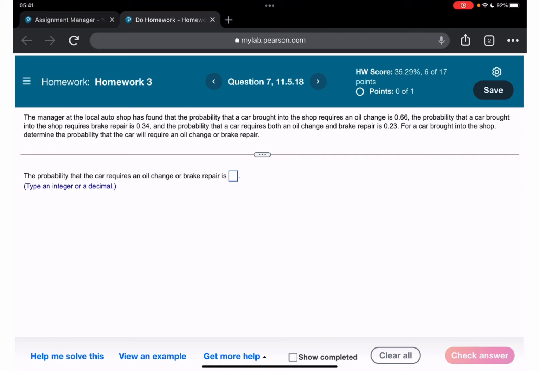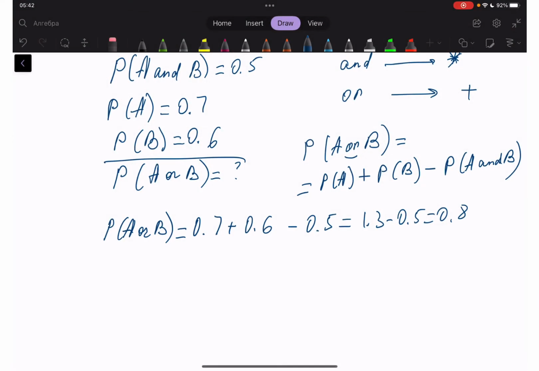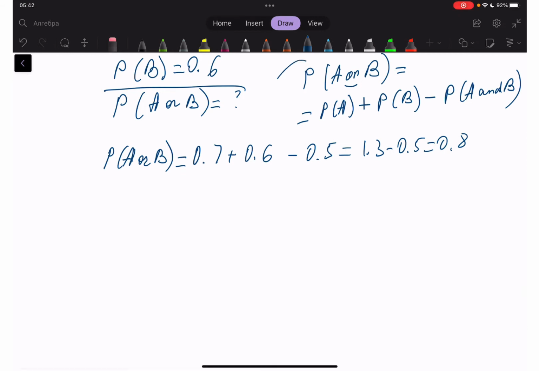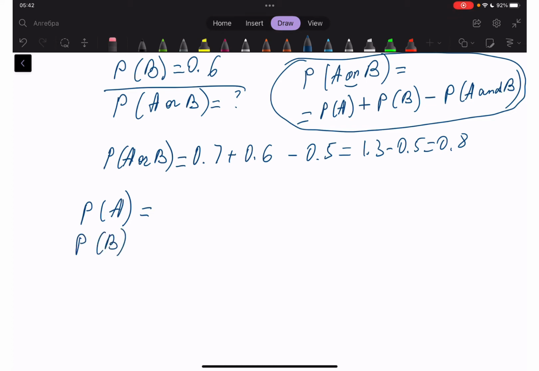Okay, for a car brought into the shop, determine the probability that the car will require an oil change or brake repair. So an oil change or brake repair. Here we are going to use this formula again. Here it is, probability A and B. So probability of A is going to be oil change, right? Probability of B is going to be brake change. Let me write down oil so we can understand.